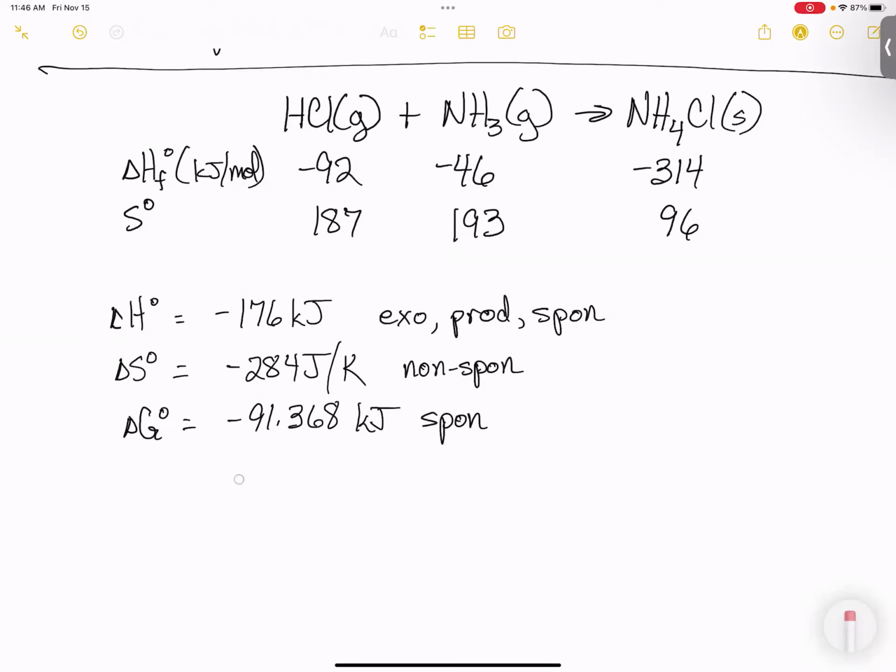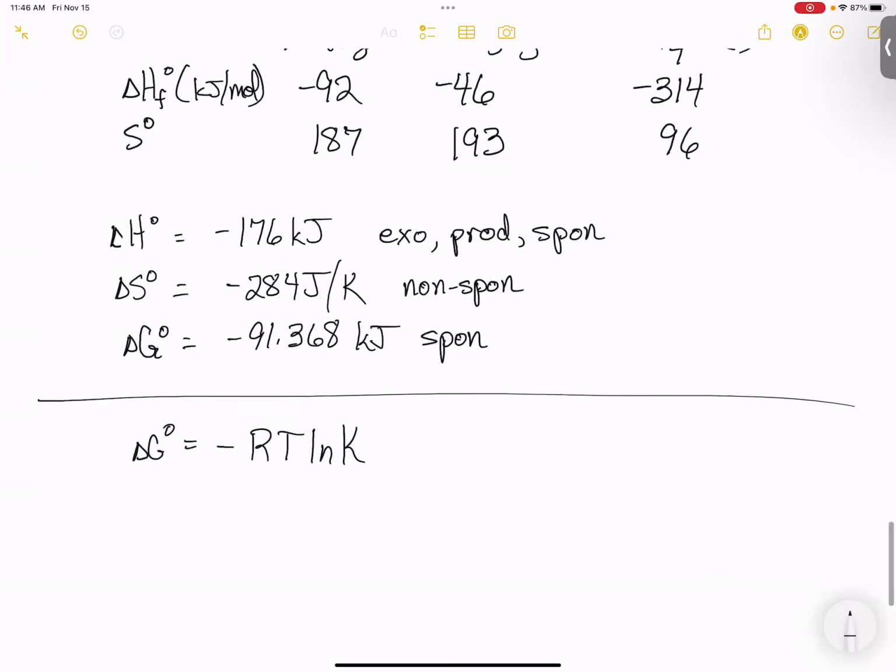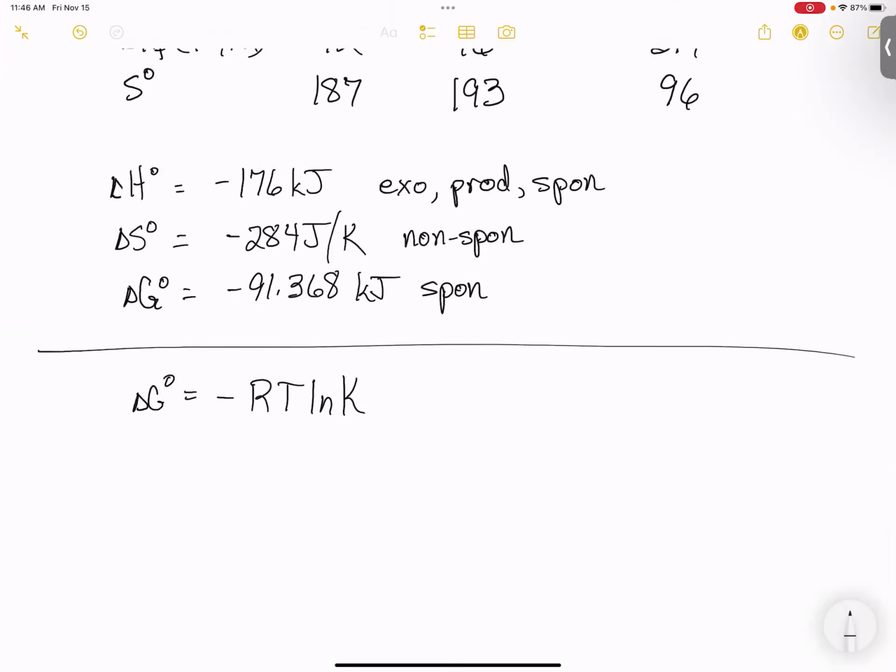There is a correlation, therefore, between Gibbs free energy and the equilibrium constant, and that correlation is that delta G naught is equal to a negative RT natural log of K. This is the correlation between Gibbs free energy and the equilibrium constant. Now, again, you have to pay attention to your units. So your delta G naught is going to need to be in joules for this calculation.